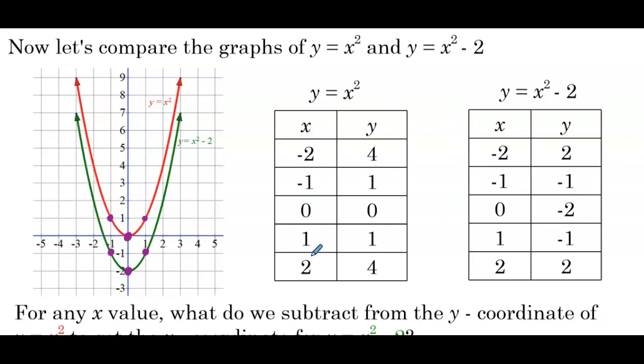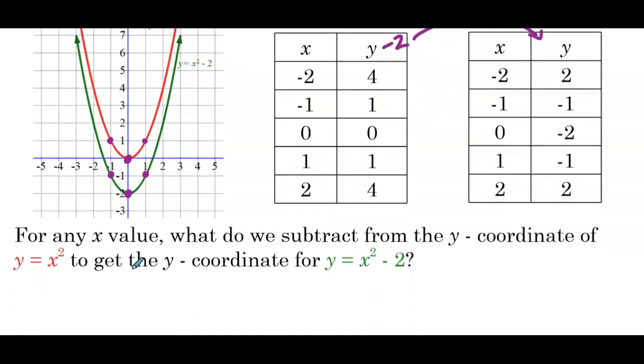The x's are still the same. And if we compare the y values of each function, we can see that if we subtract 2 from each of the y values of the parent function, we would get the y values of the translated function, which is y equals x squared minus 2.